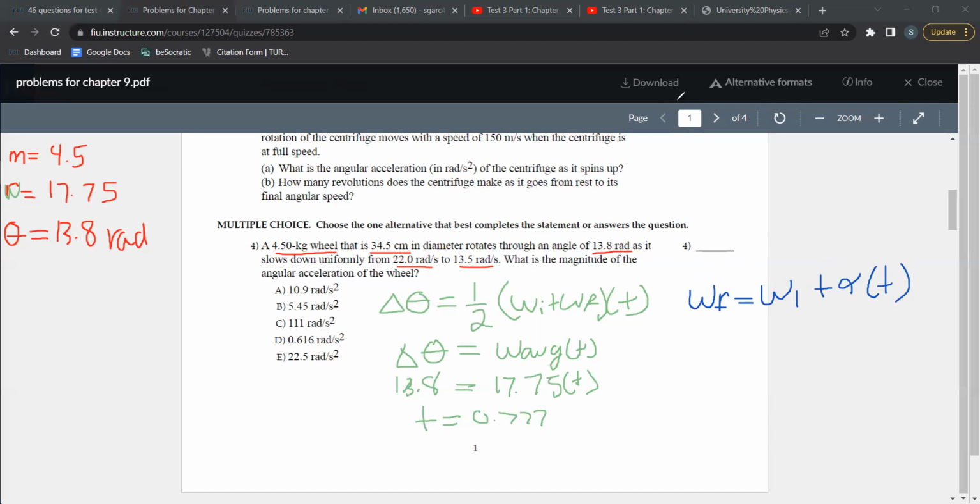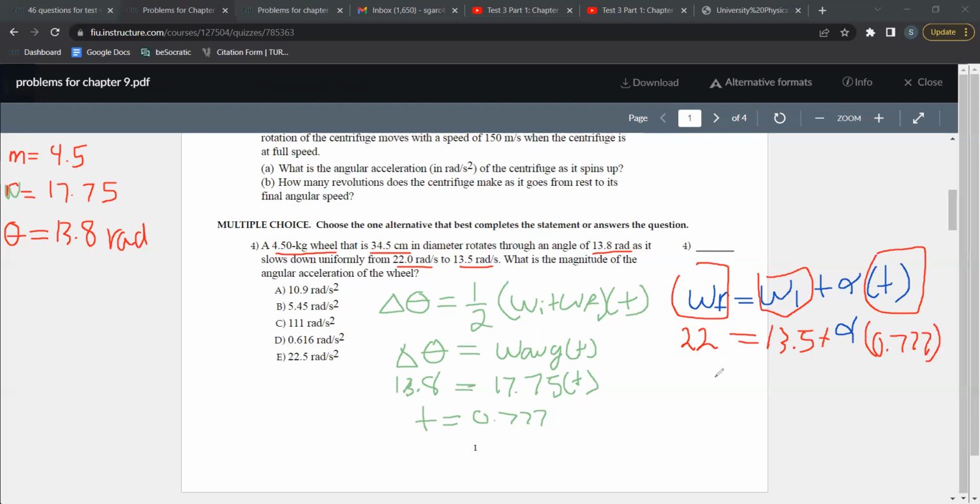Now we have all three of these variables figured out. So this means that this is the perfect equation to find alpha. We'll substitute in right now. Our omega final is 22. That's 13.5 plus alpha times, what is our time again? It was 0.777. You could round that up, but I'm just going to use that number.